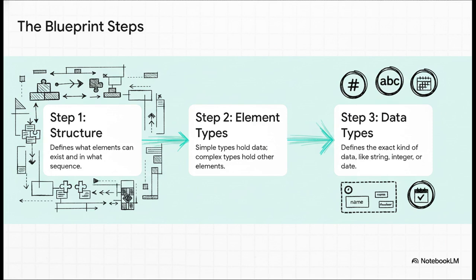So let's break that blueprint down a little bit. First, the schema defines the structure, what pieces or elements are allowed, and what sequence they have to show up in. Second, it defines the element types. A simple type is easy. It just holds a piece of data, like the name John. A complex type is more like a container that holds other elements, say a contact element holding both a name and a phone number. And third, it gets super specific about data types, declaring that this field must be a number, this one must be text, and this one has to be a valid date.